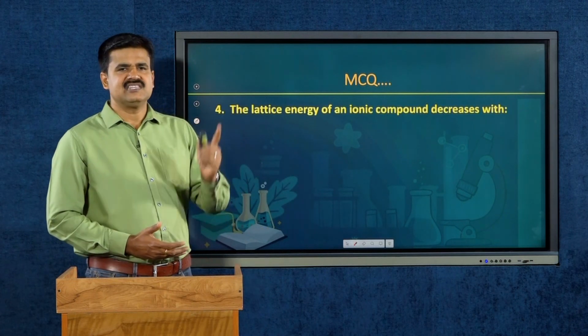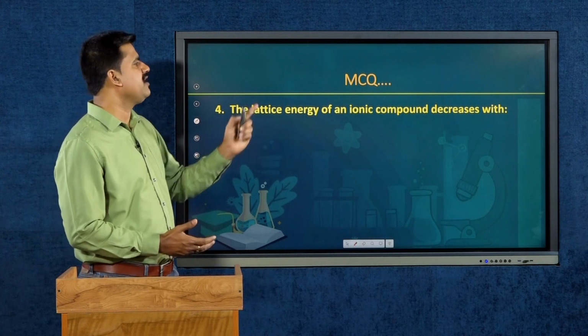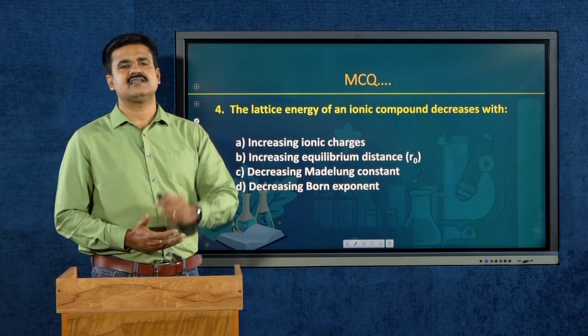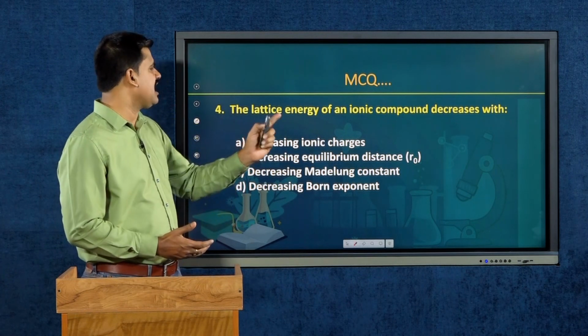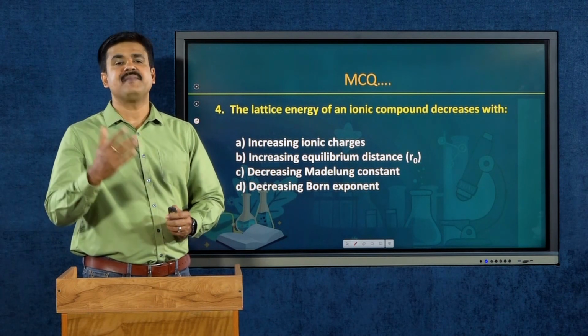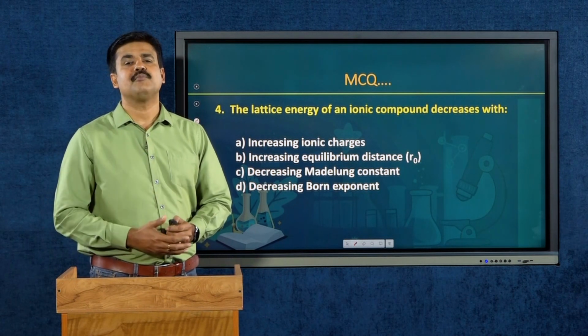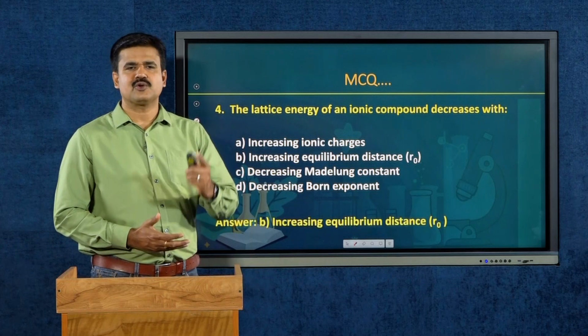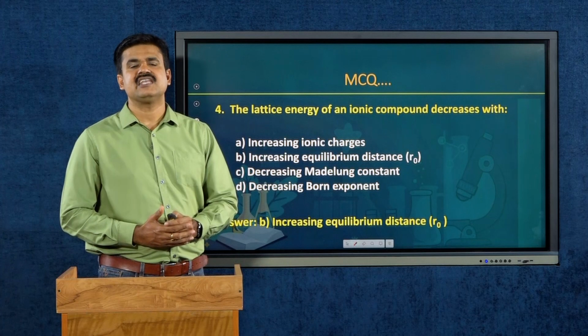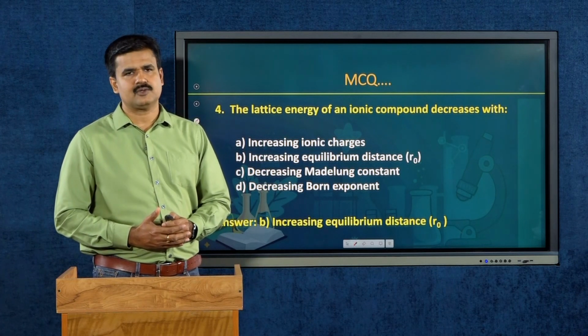Now, the lattice energy of an ionic compound decreases with, these are the options: increase in ionic charge, increase in equilibrium distance R0, decrease in Madelung constant, decrease in bond exponent. Your option is option B, that is increase in equilibrium distance R0.